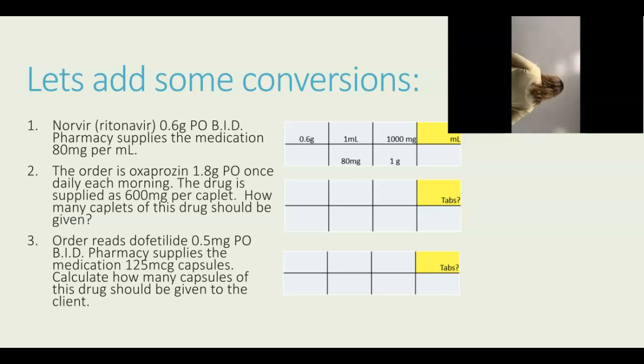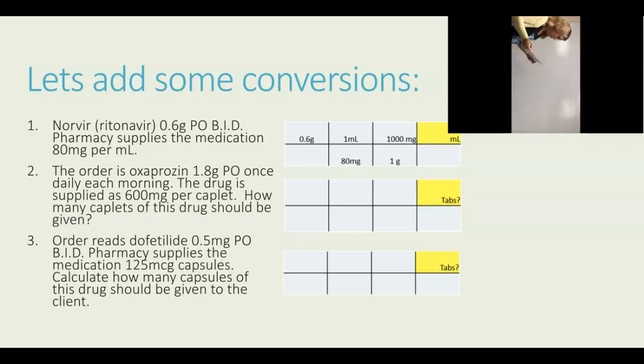Apologize about the sideways video. All right, number 2, the order is for oxaprozin 1.8 grams PO once daily each morning. It's supplied by pharmacy as a 600 milligram caplet. How many caplets of this drug will be given? It's asking for caplets, so that's what I need to solve for. Caplets up here by itself.